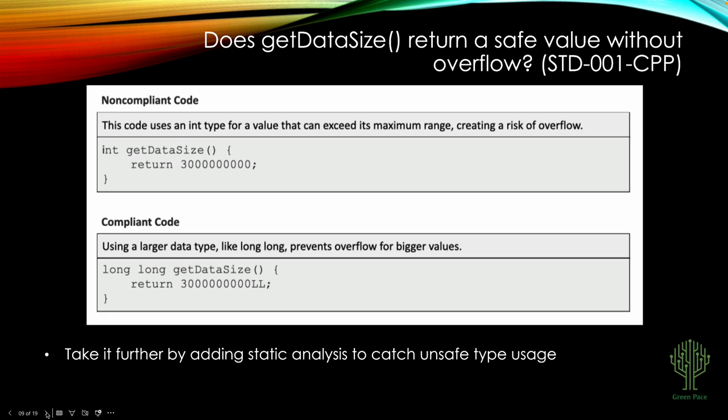The first test checks whether getDataSize returns a value that's safe from overflow. The non-compliant version uses an integer, which isn't large enough. The compliant version uses long to prevent overflow. To take it further, we could add static analysis tools to detect unsafe type usage early in the development process.